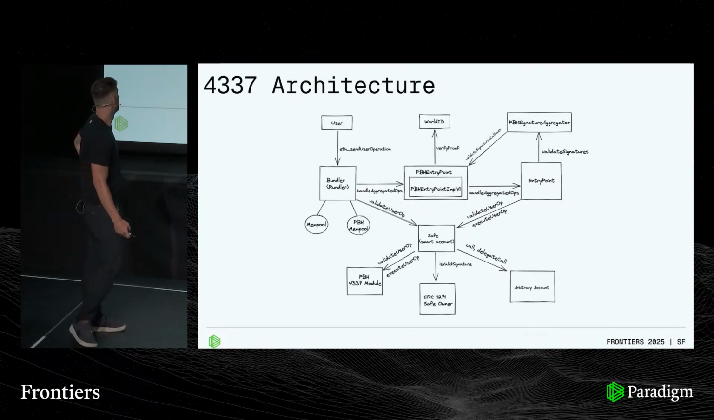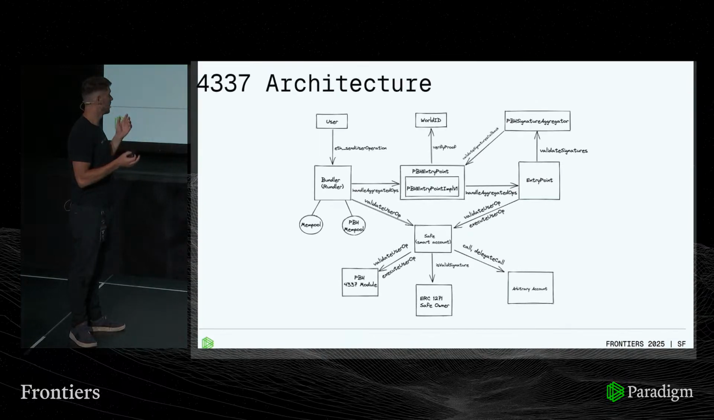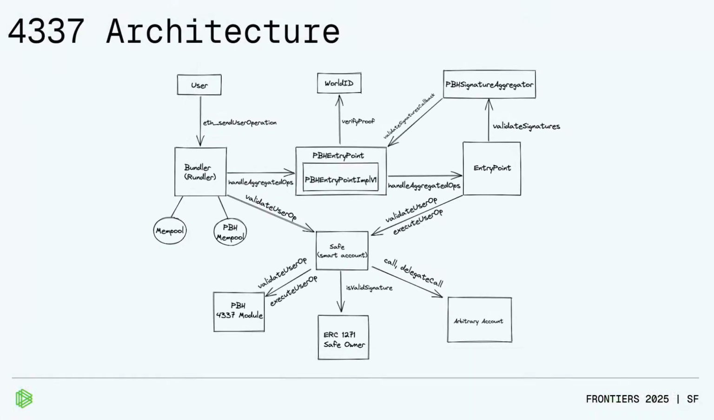Cool. So this is the basic flow diagram of the 4337 contract architecture, at least from user operation to bundler through the contracts. And so we introduced 3 new contracts to the canonical 4337 stack: the PBH signature aggregator, the PBH entry point, and a custom 4337 module attached to our users' smart accounts.